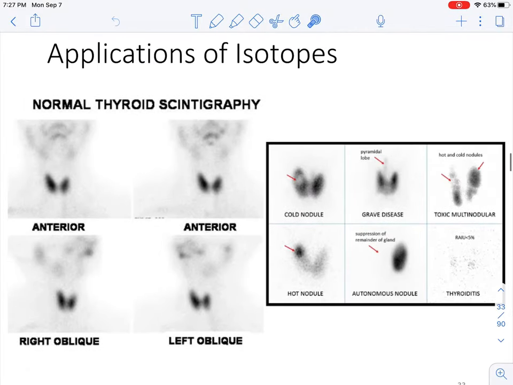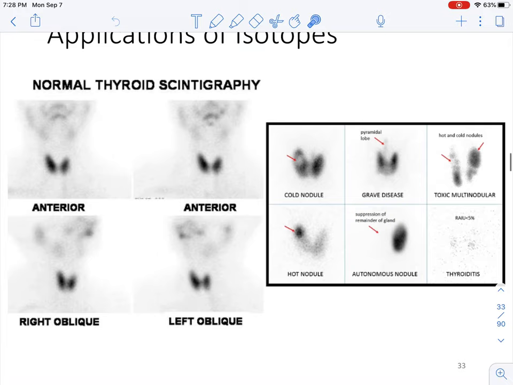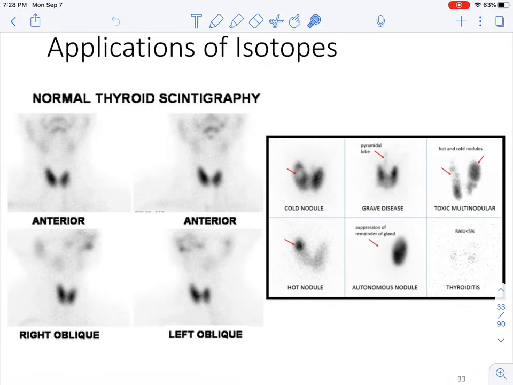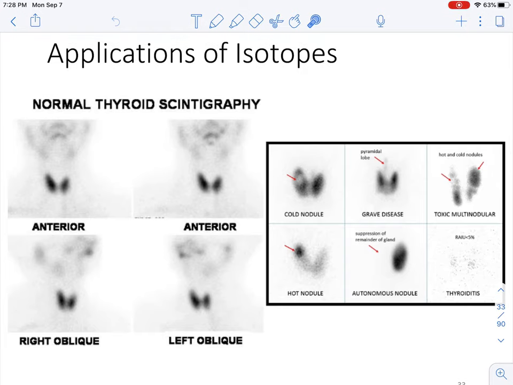And so this is a thyroid scintigraphy. So basically it's taking a picture of thyroid activity. Here we're using iodine-131, and what we're doing is taking images using the radiation that this isotope of iodine emits. By comparing what's normal to what the thyroid image looks like, we can identify if that specific individual has a specific disease or something like that, right?